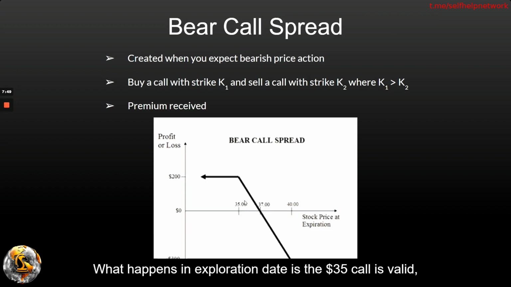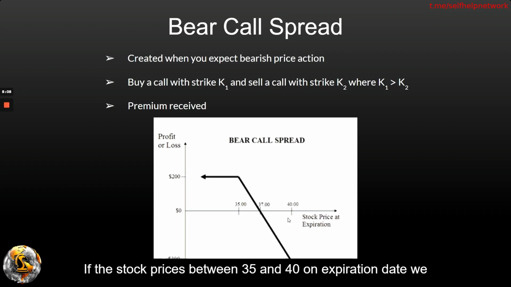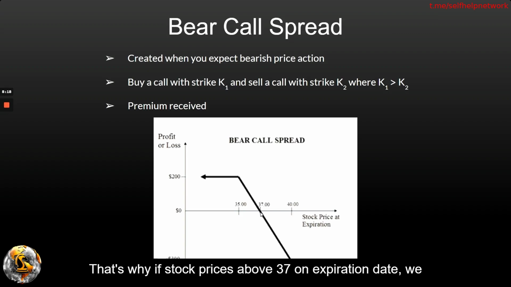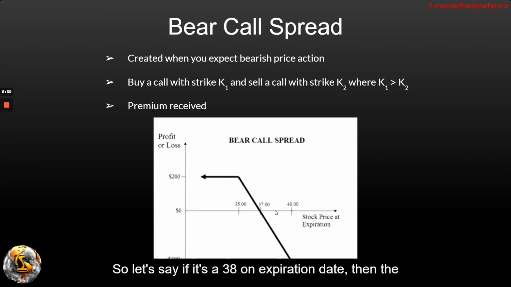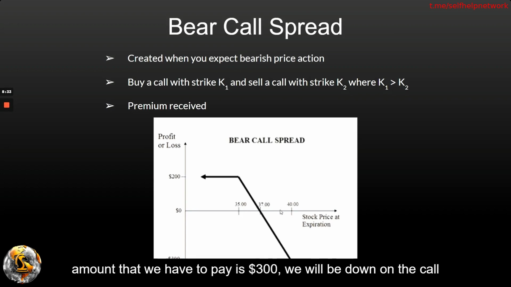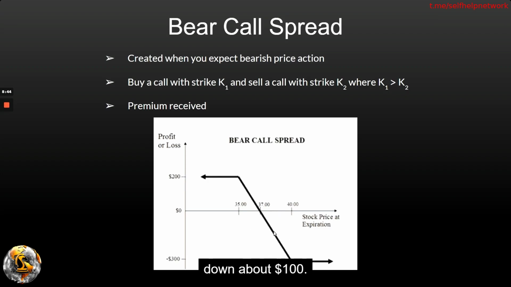Above this, what happens on expiration date is this $35 call is valid. So I'm talking about in 35 and 40 range. So in this range, because this $35 call is valid, if the stock price is between 35 and 40 on expiration date, we will have to pay some amount for it because we sold that call. That's why if stock price is above 37 on expiration date, we will lose out the amount of value above the premium. So let's say if it's at 38 on expiration date, then the amount that we have to pay is $300. We'll be down on the call that we sold, but we pocketed a $200 premium. So if the stock price on expiration date is 38, we will be down about $100.